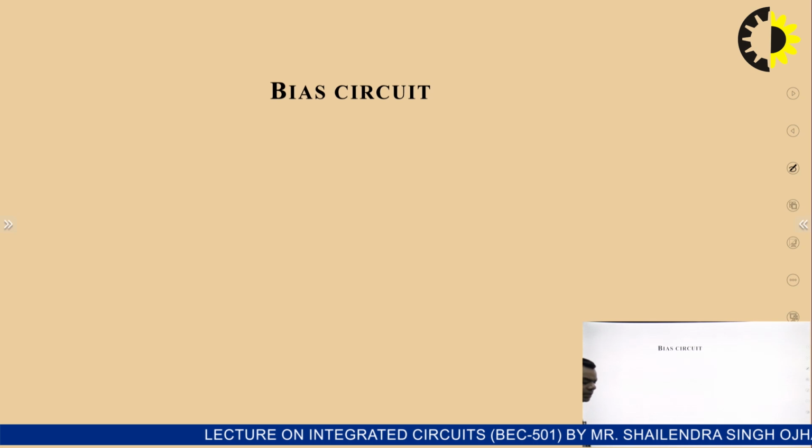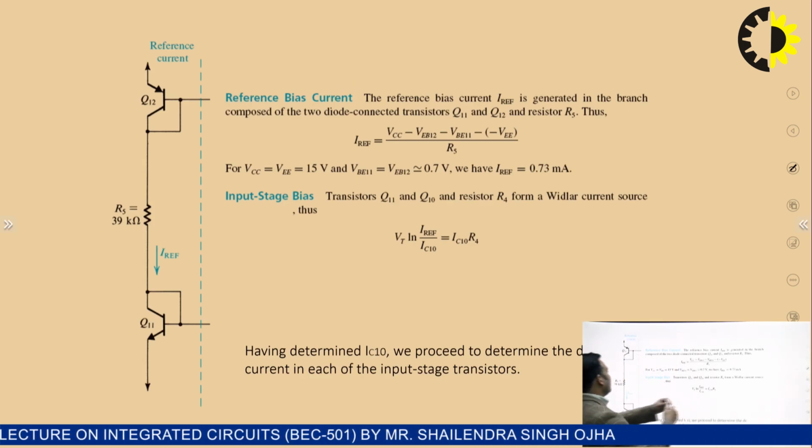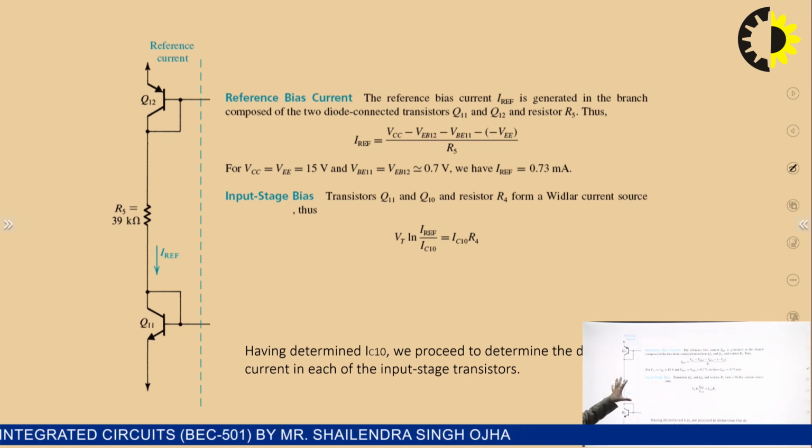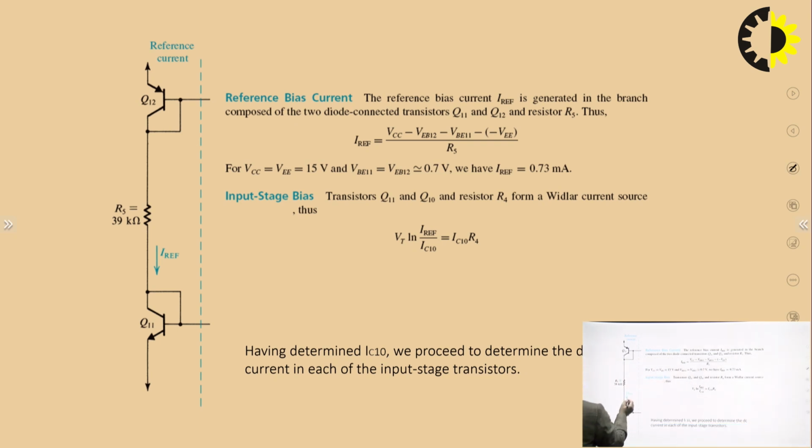Now, let us discuss the bias circuit. This is the reference current generation stage, which I have already shown you in the internal architecture diagram of IC741. So, you can see here, this is the reference current. What will be its value?